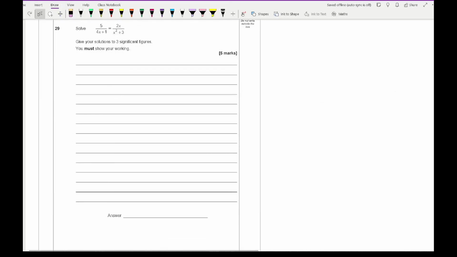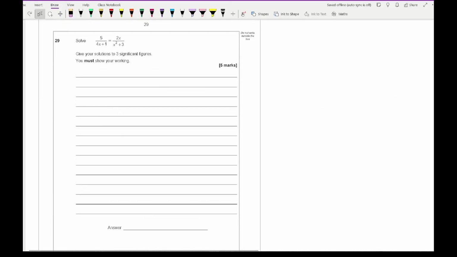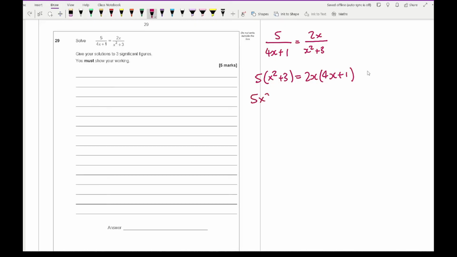Then moving on to our last question, which is looking at algebraic fractions. And the question is asking me to solve this algebraic fraction. So let me start by making it a little bit bigger for us to see. Now because I've got a fraction equals a fraction, I'm going to cross multiply. So what I've got is 5 lots of x squared plus 3 equals 1 there, and we've got 2x and then 4x plus 1. Now, it doesn't really matter which one you've got in brackets because it all means the same. So expanding it out, I get 5x squared plus 15 equals 8x squared plus 2x.